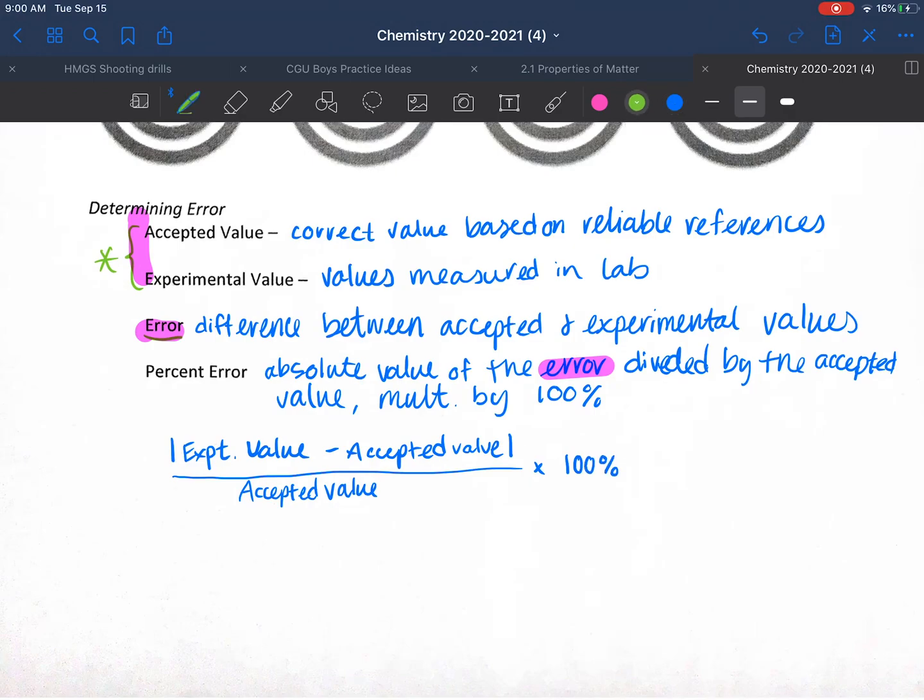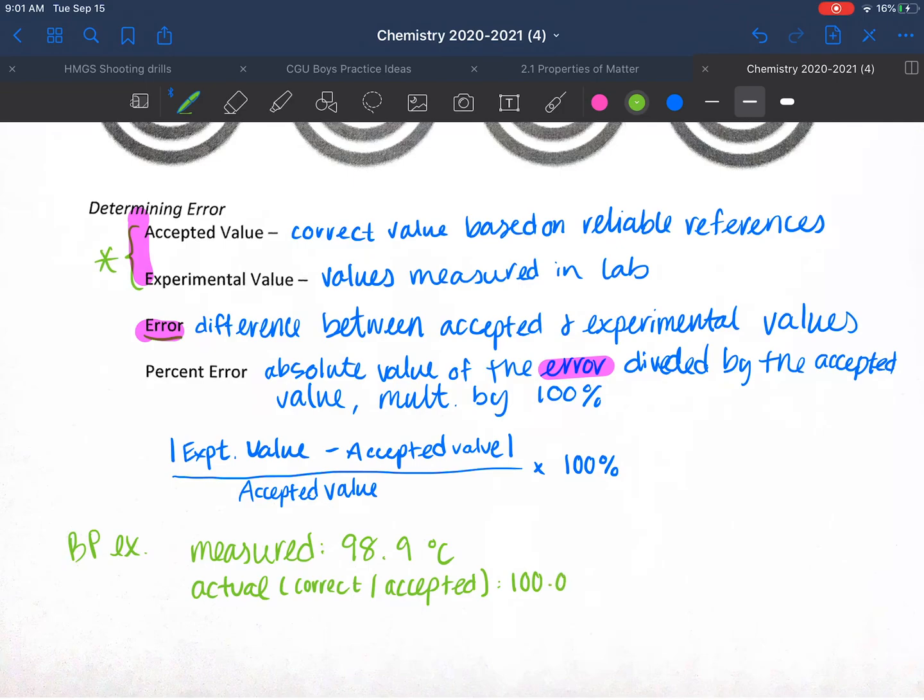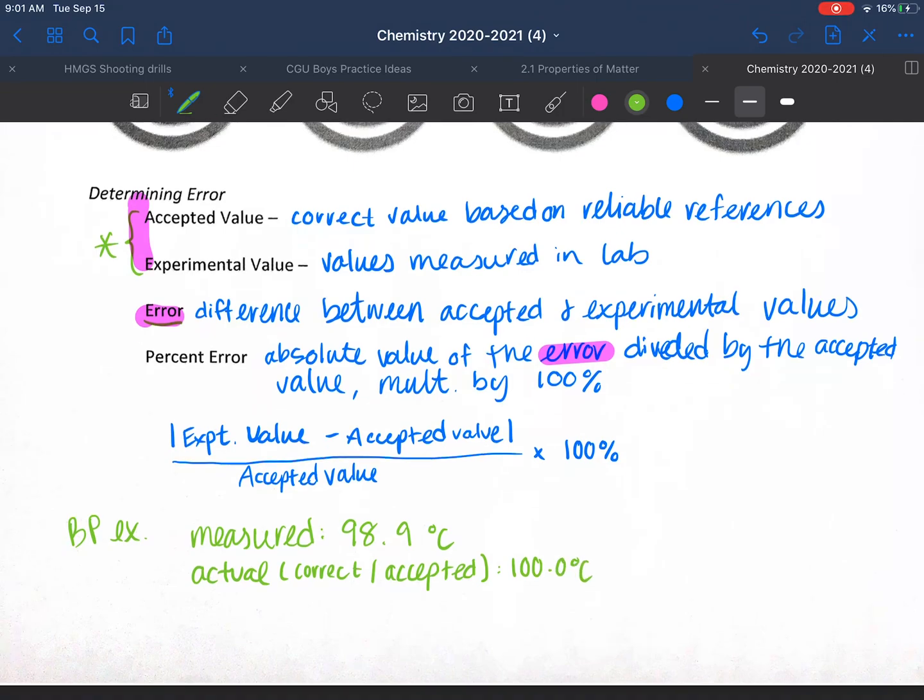So, if I were to give you guys an example, I'm going to call it my boiling point example. So let's say we were trying to measure the boiling point of water. And what we measured was 98.9 degrees Celsius. And so our actual, which we know from multiple studies and references, and remember the actual can be the same thing as the correct or accepted, is going to be 100.0 degrees Celsius, which shouldn't be a surprise.